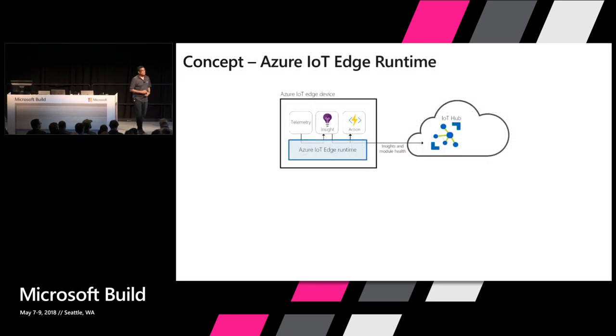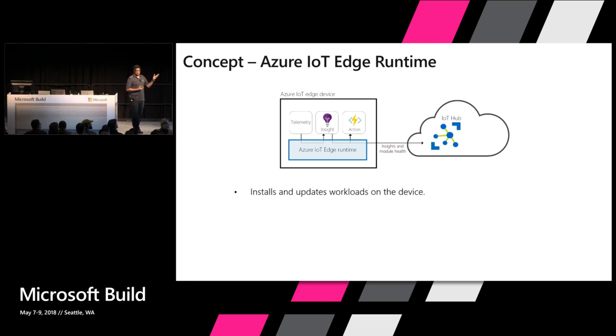Second concept is an edge runtime. Edge runtime is really the heart of the system. It is what gets deployed onto your edge device. When you have an edge device on-prem, you deploy an edge runtime. But edge runtime is also containerized, which means you can move edge runtime whenever you want to, update it whenever you want to.